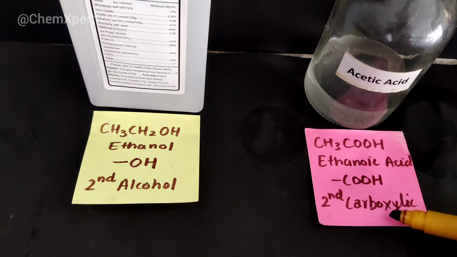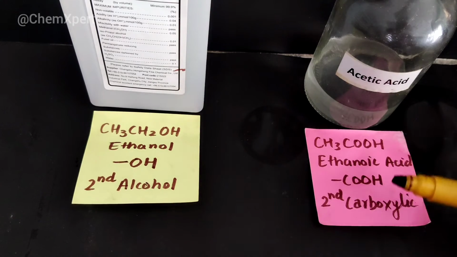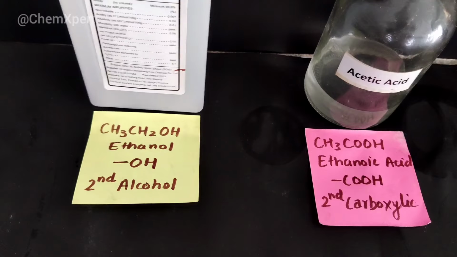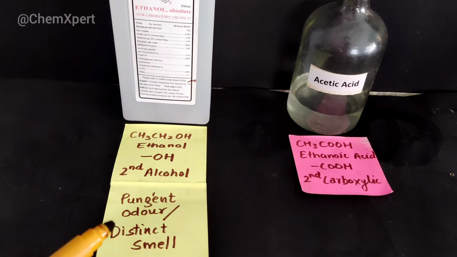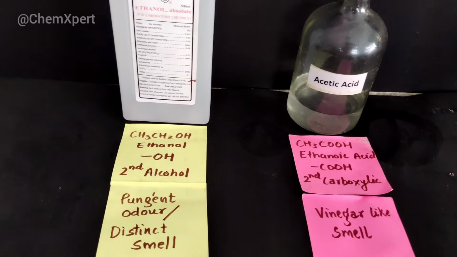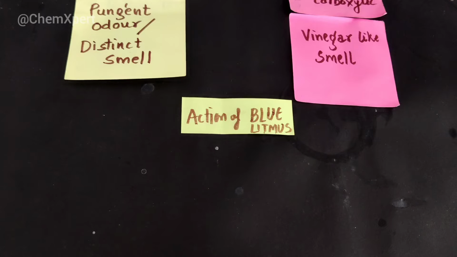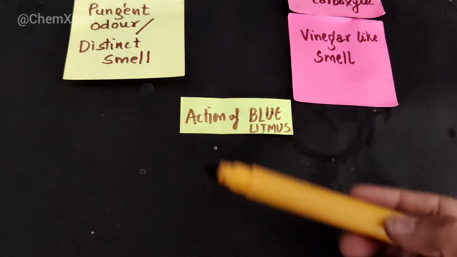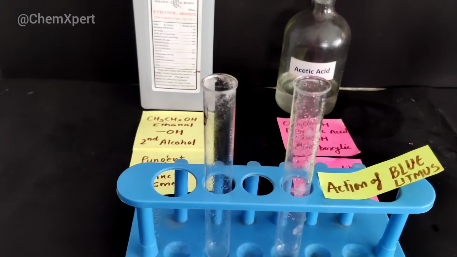the carboxylic acid family. So here the functional group in ethanol is OH, and here the functional group is COOH. And the second point: alcohol has a very pungent odor or a distinct smell, whereas acetic acid has a vinegar-like smell. So let's perform the first chemical test, that is the action of blue litmus on ethanol and acetic acid.